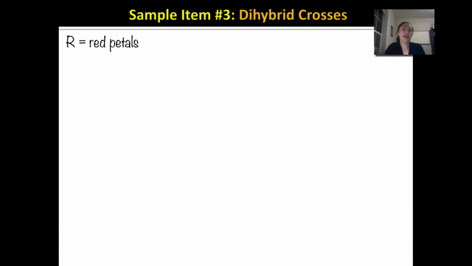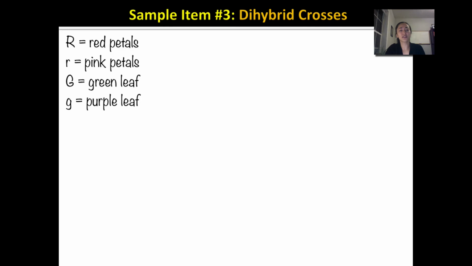Let's do another practice of dihybrid crosses. So let's just say we have red petals and pink petals. So petal color is 1 trait. And then we're looking at leaf color as well. So we have green leaves and purple leaves. Big G and little g.